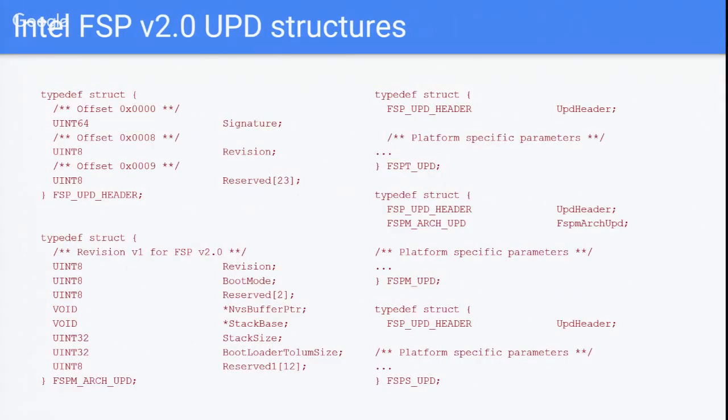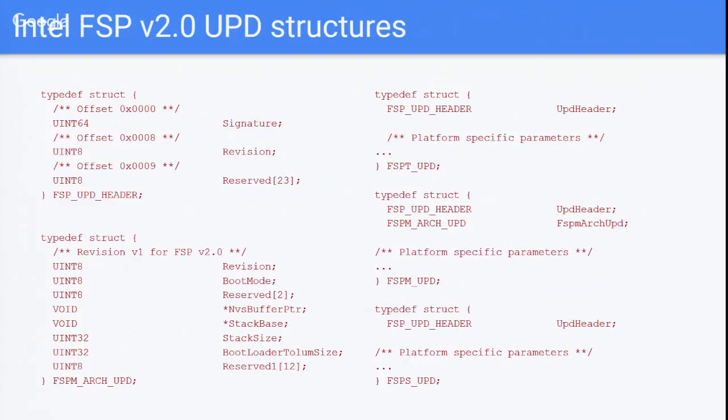And this is the FSP UPD header. The data is the parameterization data, the signature, the revision, and we reserved a few bits for the future if we need to. But it's pretty much a standard header you'll find on each of the phases, the T phase, M phase, and S phase. That's the structure header. It starts with a signature, and what the signature value is will be in the integration guide. And you can see each of the phases basically has a header followed by the custom parameters.